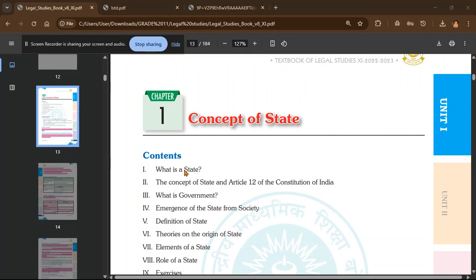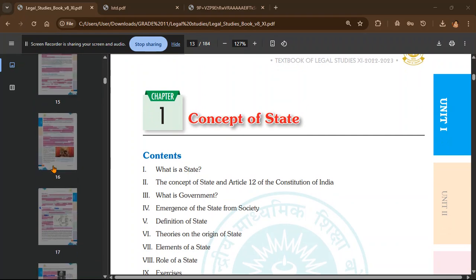So in the first chapter, we'll be studying what is state and how Article 12 is related to the concept of state. Then we'll be seeing what is government, how state emerged from society. We'll be seeing the definition of state also by J.W. Garner. Then we'll be seeing a few theories on the state. Then we have four elements of the state, and there are six types of state that will be seen.